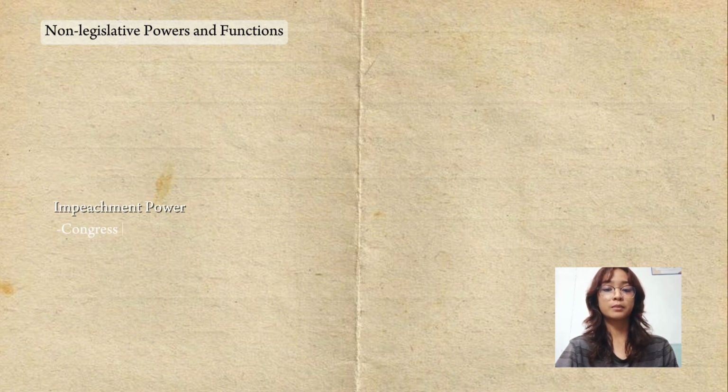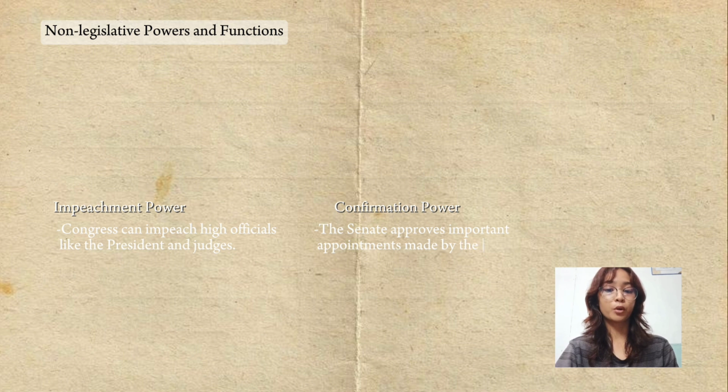First, Congress can impeach high officials like the President and judges. The House of Representatives starts the process and the Senate tries the case to decide if the official should be removed. Second, the Senate approves important appointments by the President, like Supreme Court justices and cabinet members. This ensures the right people are in key positions.